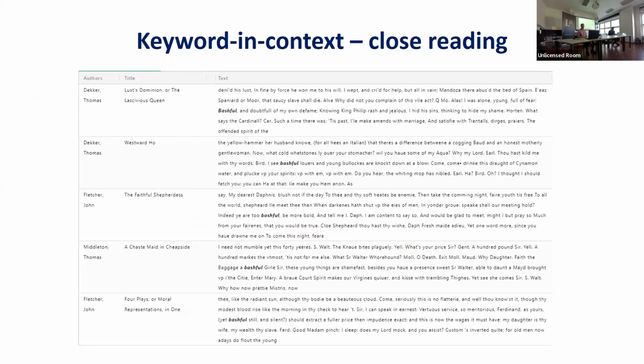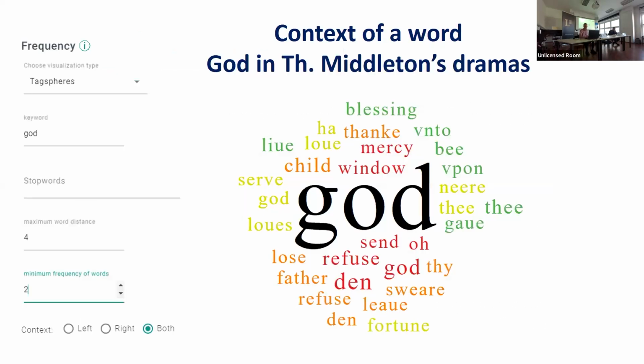AVOBMAT supports close reading by the keyword in context analysis. So, for example, bashful was one of the unique words in Middleton's writings, and you can see the context of this word in the keyword in context function.